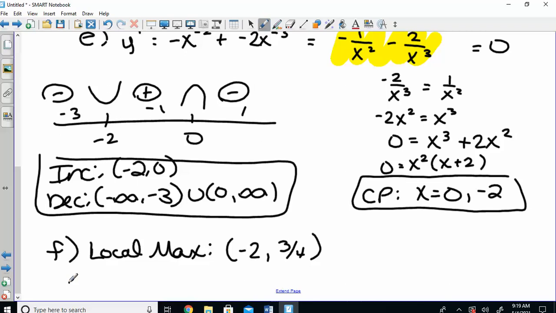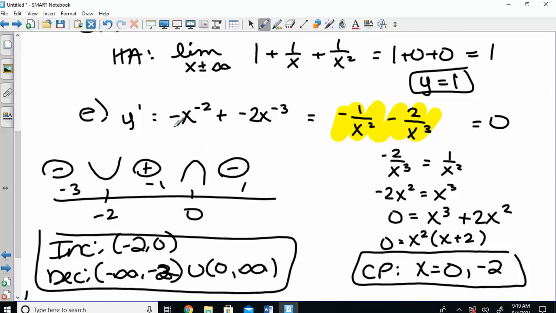Then I asked for the concavity and inflection points, so we need our second derivative. Isn't it supposed to be a local min? Yes. Did I say min and write max? Yep. Is decreasing to negative 2 or negative 3? Under decreasing, it should be negative 2. Thank you.